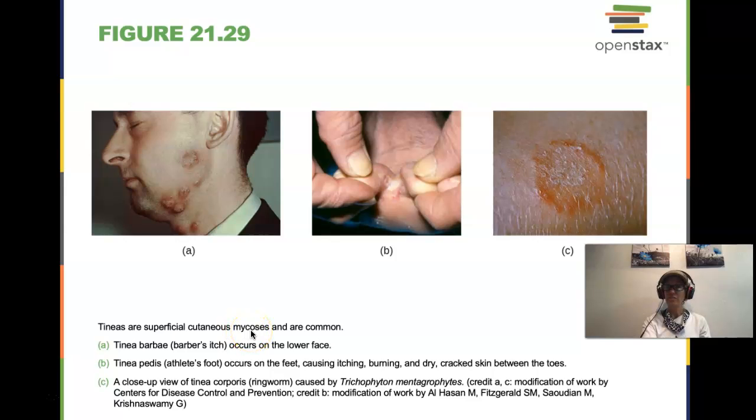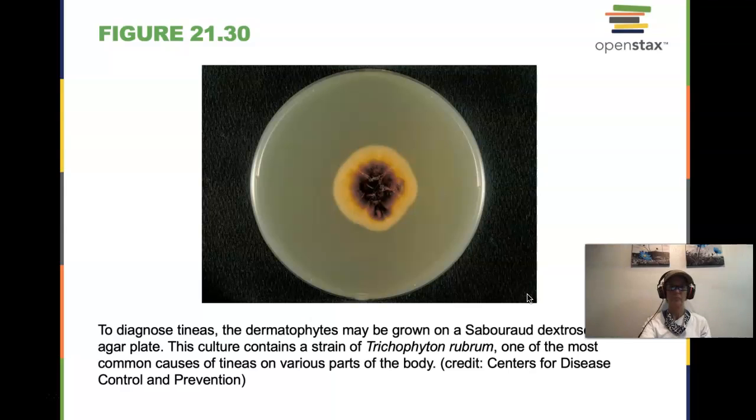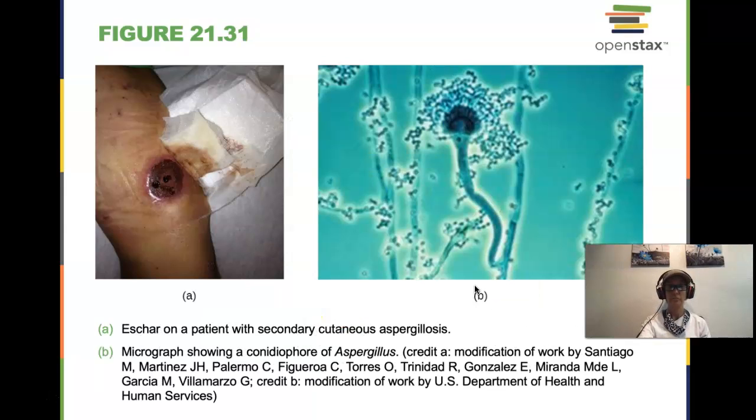MYCO usually means a fungus, so it's a fungal disease, and it's in the skin, cutaneous. So these are all treated with topical antifungal medications. Dermatophytes are fungi that affect the skin. When they grow in the agar, they make gigantic colonies that are often wrinkled and fuzzy. They're very distinct from bacterial colonies.